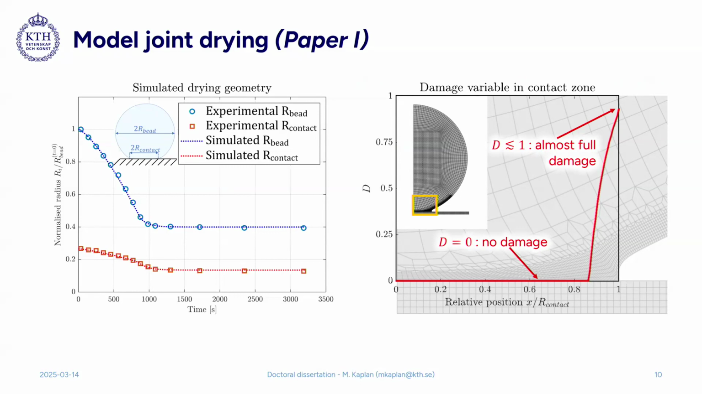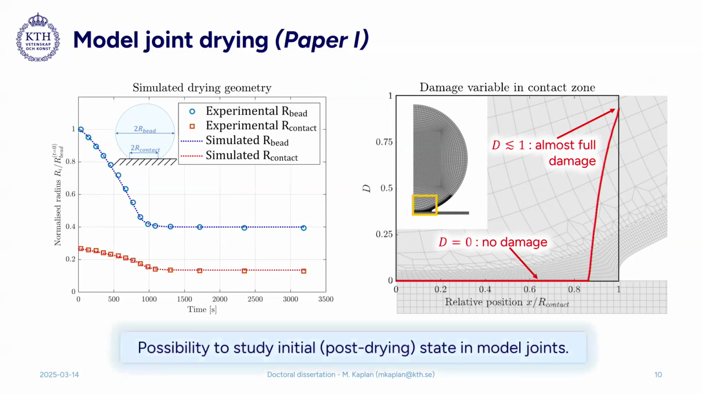And this is something that is not often considered when modeling network materials or joints. So this model gives us the possibility to study the initial state in the model joints, or so to say, the post-drying state, including the drying restrictions in post.